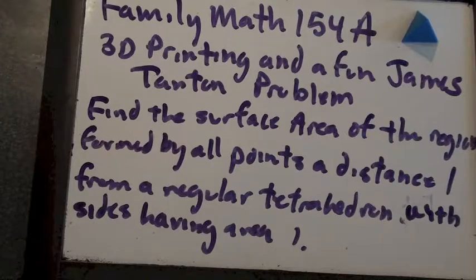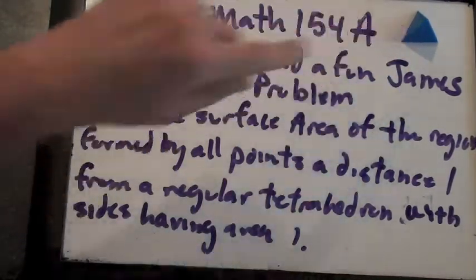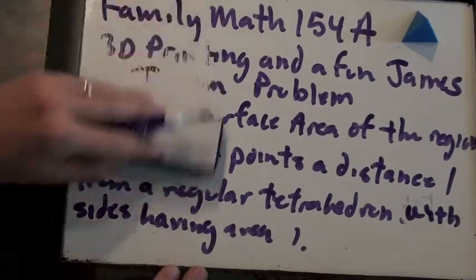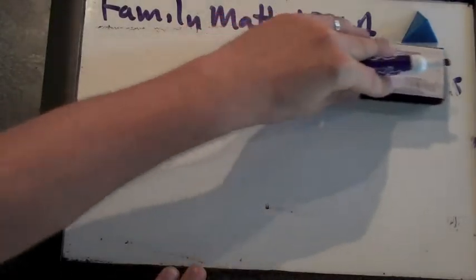As opposed to the volume, which is kind of like how much water could fill up in that. What's the area of the outside? In this case, the triangles are on the outside. So you know what a tetrahedron is, right? We have one printed out right here, actually. What can you tell me about tetrahedrons?